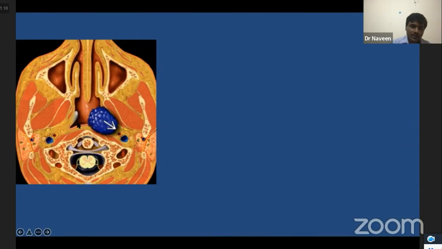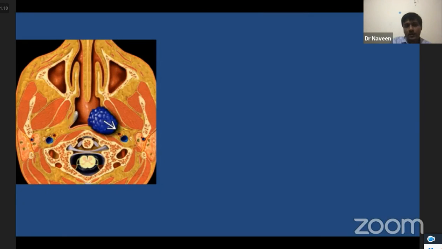The pharynx has multiple layers. The first layer is the mucosa. Behind the mucosa is the submucosal fascia, which is called the pharyngobasilar fascia. Behind this is the muscle layer, that is the superior, middle, and inferior constrictor muscles. Posterior to this is the visceral fascia, which in the suprahyoid part is thickened and called the buccopharyngeal fascia. So basically, these are the layers of the pharynx.